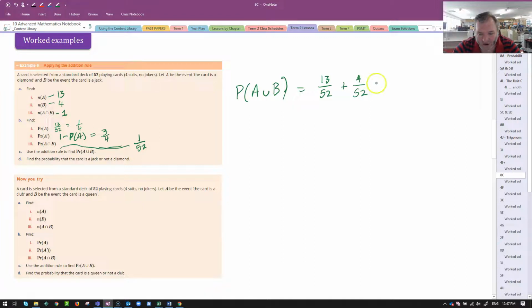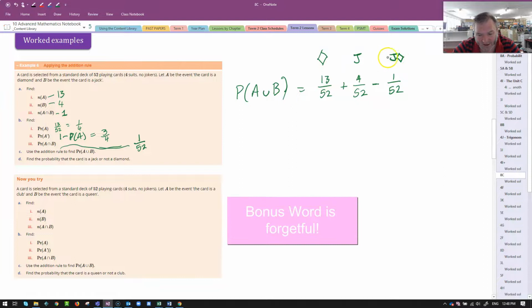And then I'm going to subtract the 1 out of 52, that jack of diamonds that got counted once here in the diamonds and once here in the jacks. So all of the diamonds plus all of the jacks, I've counted that jack of diamonds twice, so I get rid of it once. So 17 minus 1, 16 over 52, and then I'm going to simplify. I think you'll just find it easier if you work out a 52 with these until your final answer.